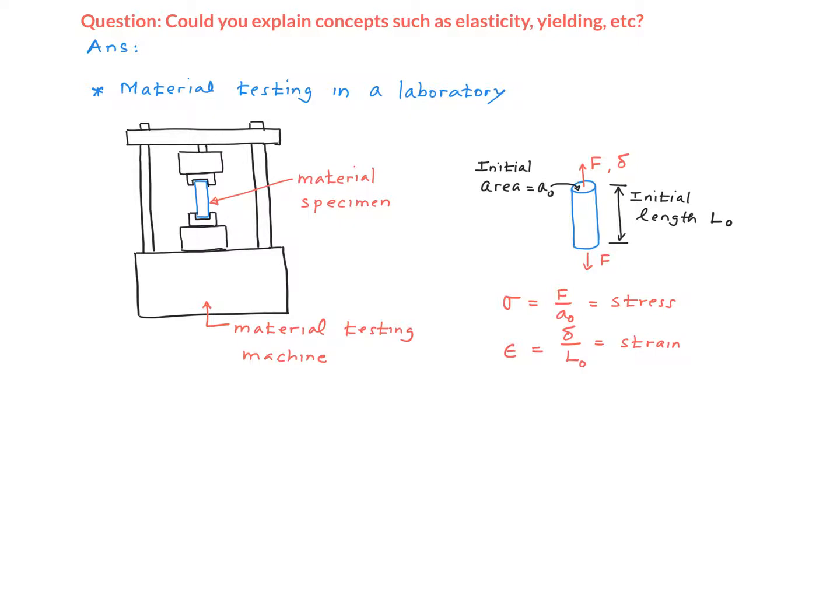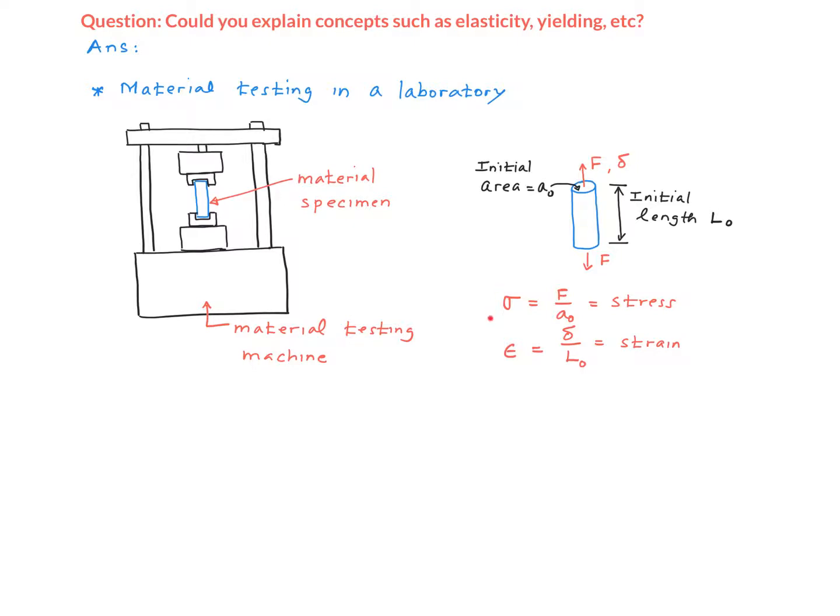We take a small specimen which has a certain length and a cross-sectional area and hook it up to a material testing machine like shown in this picture. We then apply either a tensile force or a compressive force, gradually starting from zero, and then measure the corresponding deformation or displacement on the specimen, right?